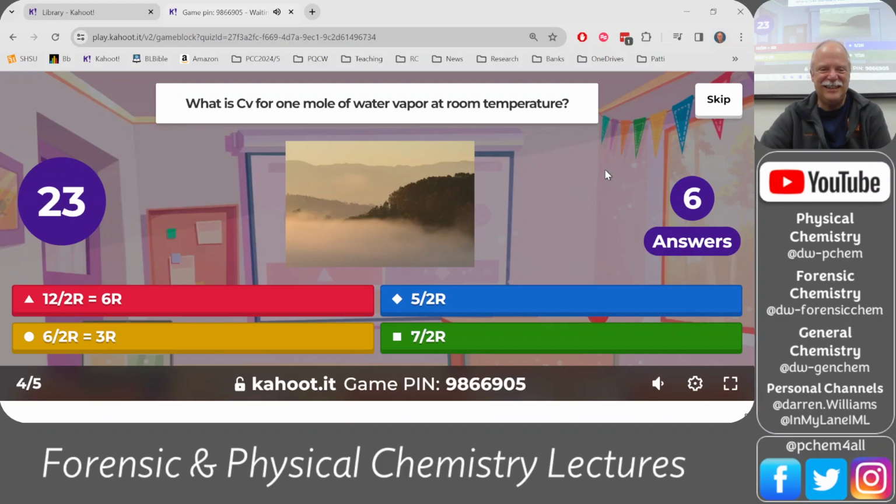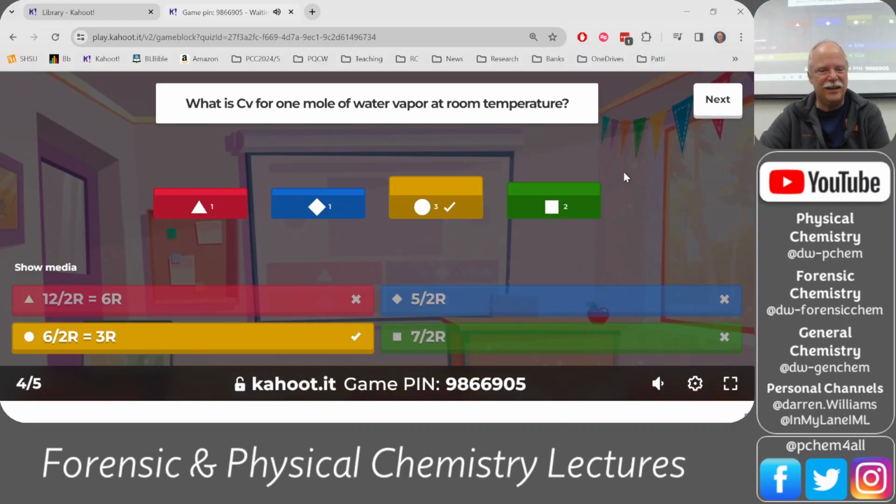All right, one more. Okay, a little bit of a spread, but still the majority wins, and got it right. Yeah, 3/2. So it's 3/2 R for translation, 3/2 R for rotation. You add those together, you get 6/2 or 3 R.